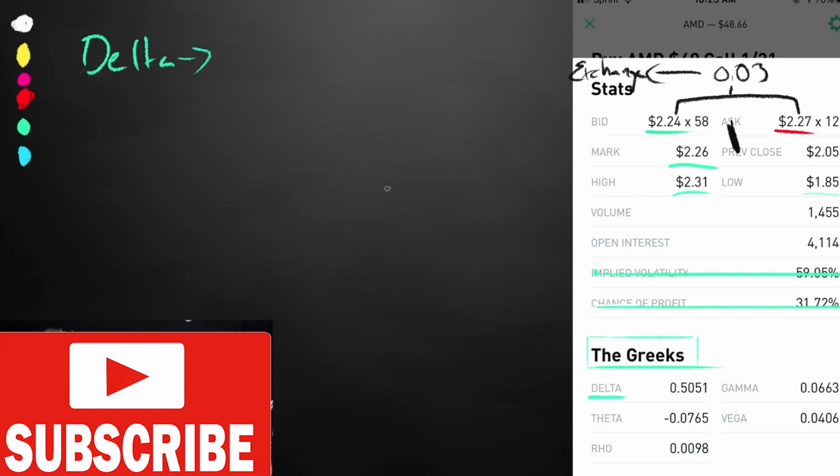So delta. This represents how much your option's premium is going to change given a $1 change in the underlying. So if AMD goes up $1, that means that the value of your contract is going to increase by 50 cents. So you are going to make $50 if AMD goes up $1. Now you see how that's a lot of leverage. And that's the appeal of options, that they can give you a lot of leverage. This is almost like having, excluding other things, 50 shares of AMD, but you're only paying $227 for it. So that's leverage.